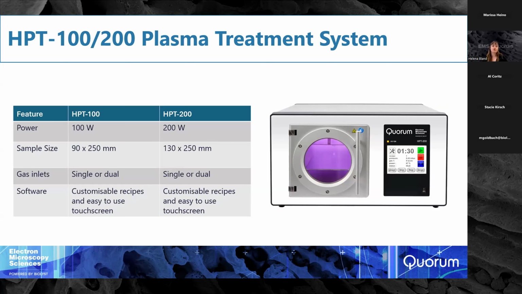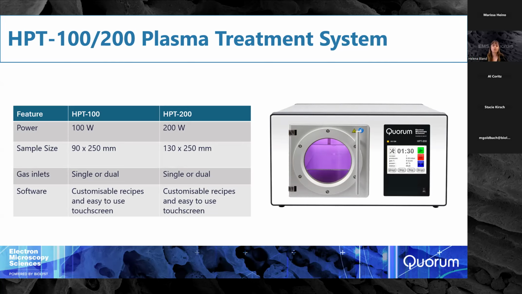I just want to introduce you to the systems that we have available at Quorum Technologies and Electron Microscopy Sciences. So we effectively have 4 different plasma treatment systems that sort of fit into 2 categories. The first 2 here are the HBT 100 and HBT 200. They are so named because the HBT 100's maximum power is 100 watts, and the 200's maximum power is 200 watts. They do also vary in the sample size that you can use. With our HBT 100, we have a slightly smaller sample size chamber compared to our HBT 200, so you can get slightly larger samples in the 200.